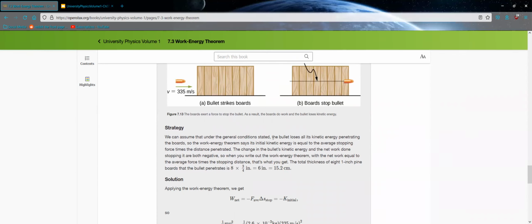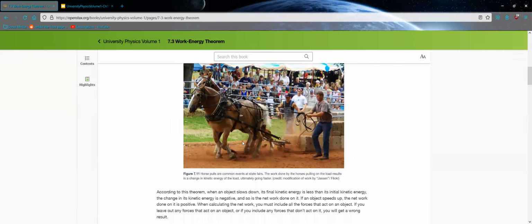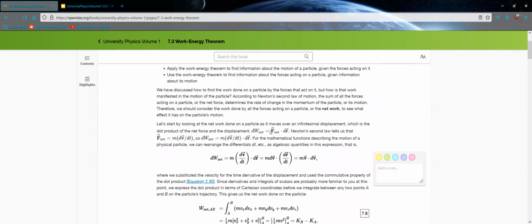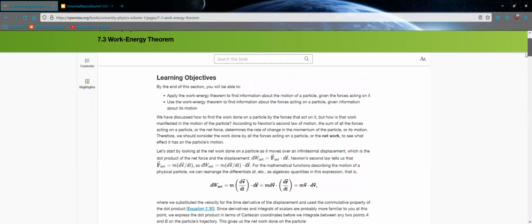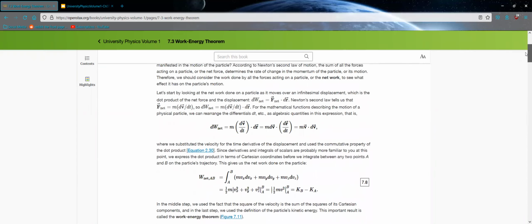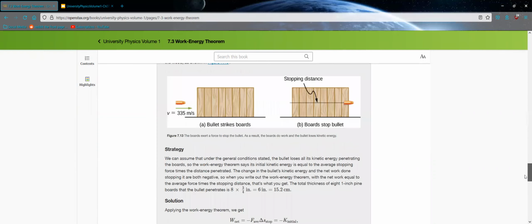What does that mean for this whole scenario? Well, we can assume under the general condition stated that the bullet essentially loses all its kinetic energy going through the wood, right? So the work-energy theorem says the initial kinetic energy is equal to the average stopping force times the distance penetrated. So the force times the distance is our dW net. So if we can figure out the dW, you can figure out the work done. You can figure out the force that caused that work to be done in that distance. That's what we're solving here.